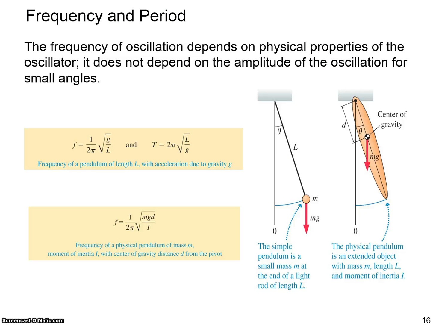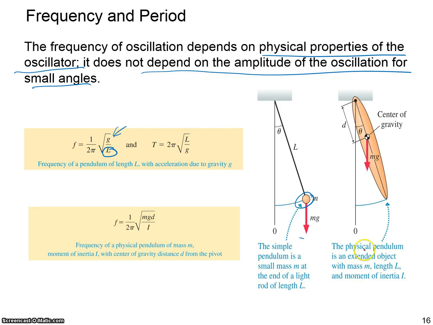Well, let's look at the frequency of oscillation and the period. Remember, those are dependent on the physical properties of the oscillator. It does not depend on the amplitude of oscillation for small angles. In the pendulum, we call this the simple pendulum, the mass on a string where the string mass is negligible. The parameters or properties of the oscillator are the length, and that's all. It turns out the mass cancels out, and the length will determine the frequency. The g there is a constant.